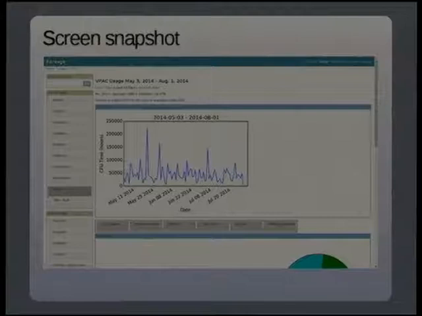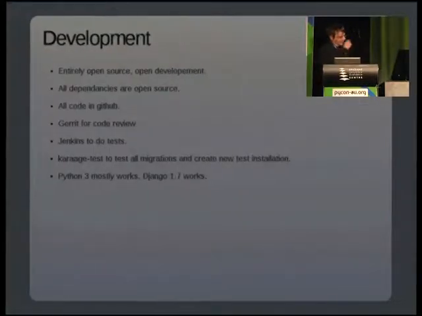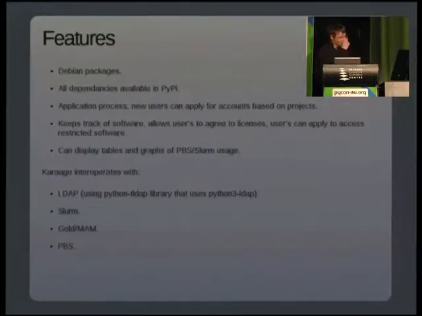As an example, here's a screenshot, accurate as of several days ago, of our main cluster we've got at V3, formerly known as VPAC. So our development is entirely open source, open development. All the code's available in GitHub, and it's got a test framework and Gerrit for code review. And it's got lots of features.